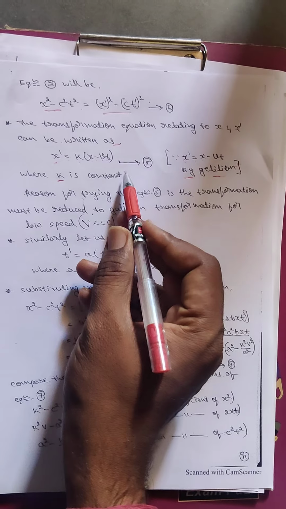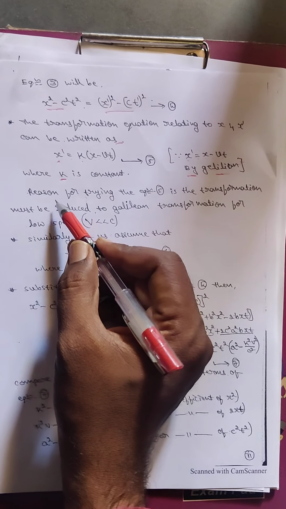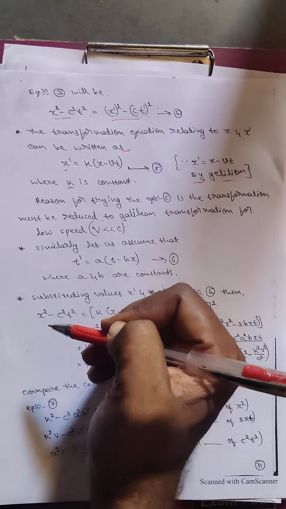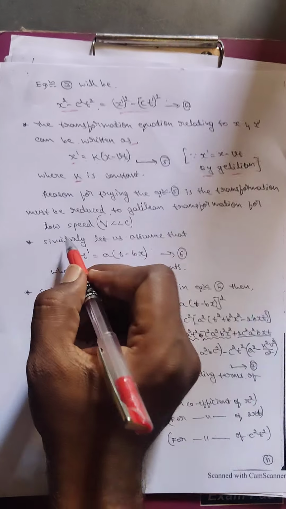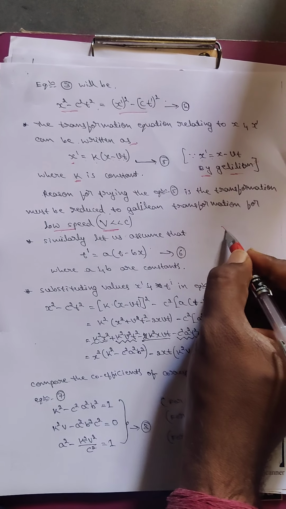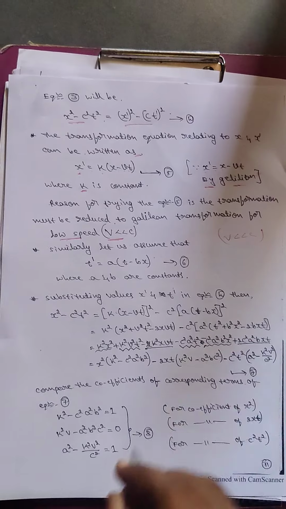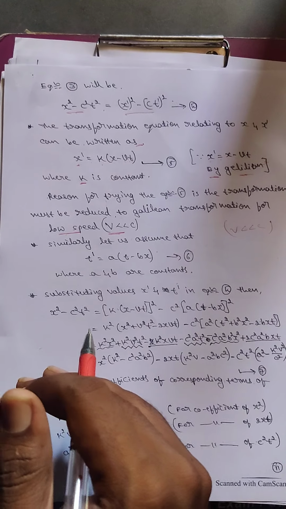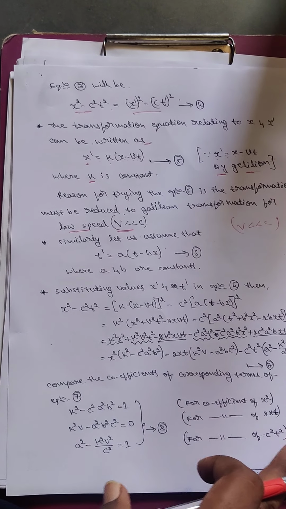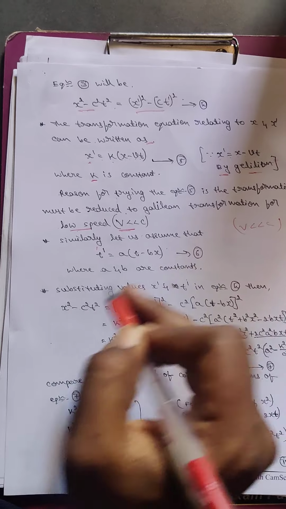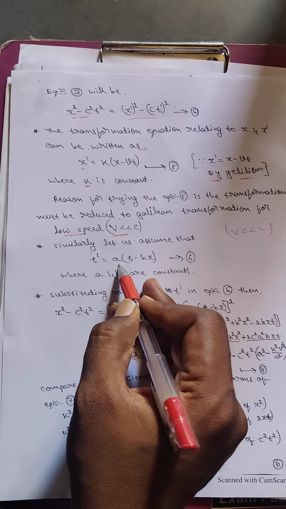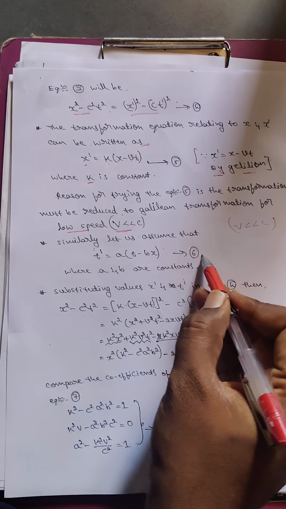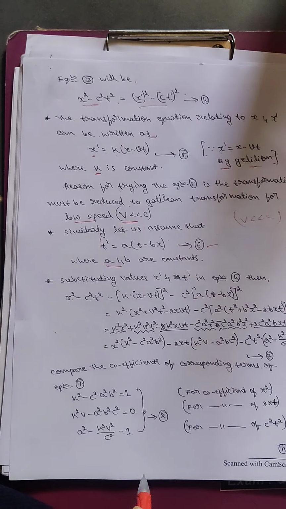The reason for trying equation number 5 is that the transformation must reduce to the Galilean transformation for low speed. See, v is very much less than c. When the velocity is very much less than the light velocity, we can reduce the transformation equation to the Galilean transformation equation. Similarly, let us assume that t dash is equal to a into t minus b into x. This is equation number 6. Here a and b are constants.